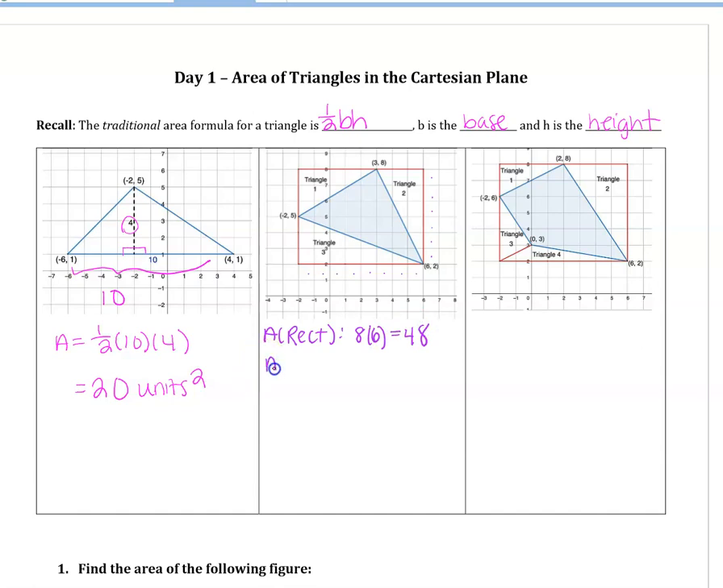Now we're going to go triangle by triangle. So I'll just label this as triangle 1. So this is 3 by 1, 2, 3, 4, 5. So area of a triangle is 1/2 base times height. So that's half of 15, which is 7.5. Then I move on to triangle 2.